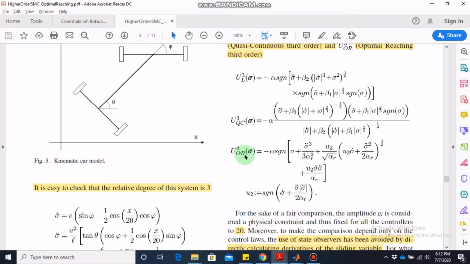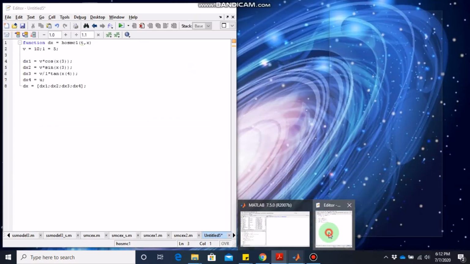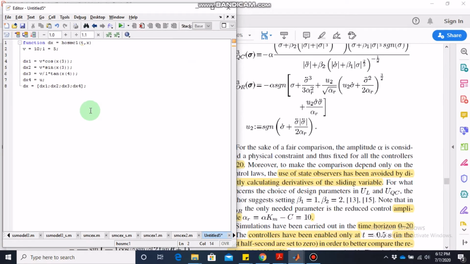Alright, so this control law we have to define. We need the value of alpha. Value of alpha is given somewhere here. So alpha is considered a physical constraint. So the authors have told us that they have selected the alpha to be equal to 20. So we go back to this file and we define alpha to be equal to a in our file, a equal 20. That means alpha equal 20.